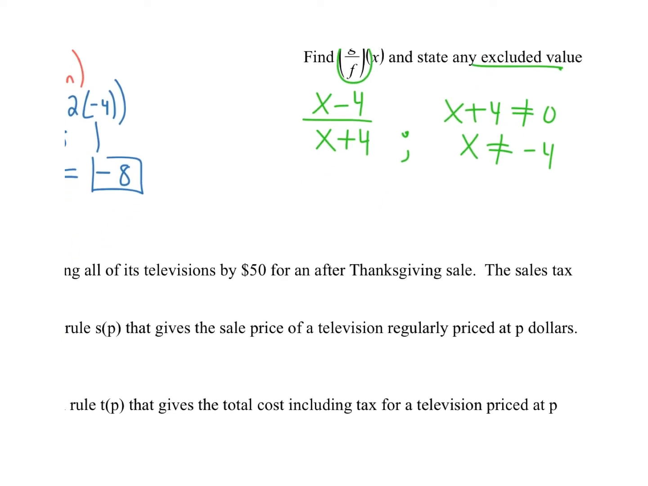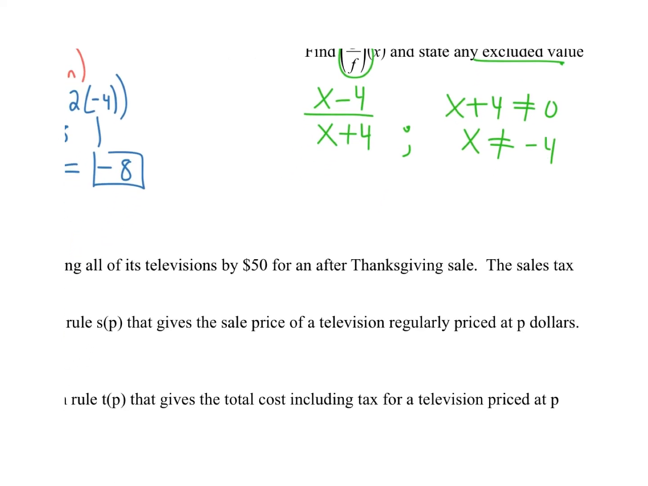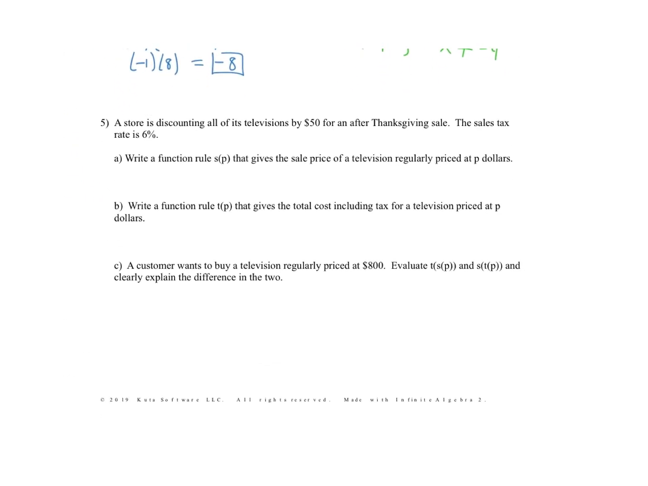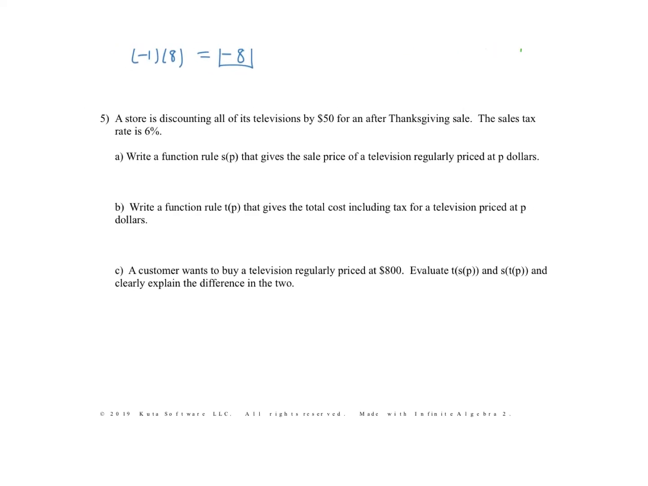Okay, moving on, number 5. We had a discount on televisions, $50 off, Thanksgiving sale, and then the 6% sales tax. So we got 2 things going on. The sale is $50 off. So if we want to write a rule for any price, where P is the original price, all we need to do is take that price P, and we're saving $50. So minus $50. That's S of P.